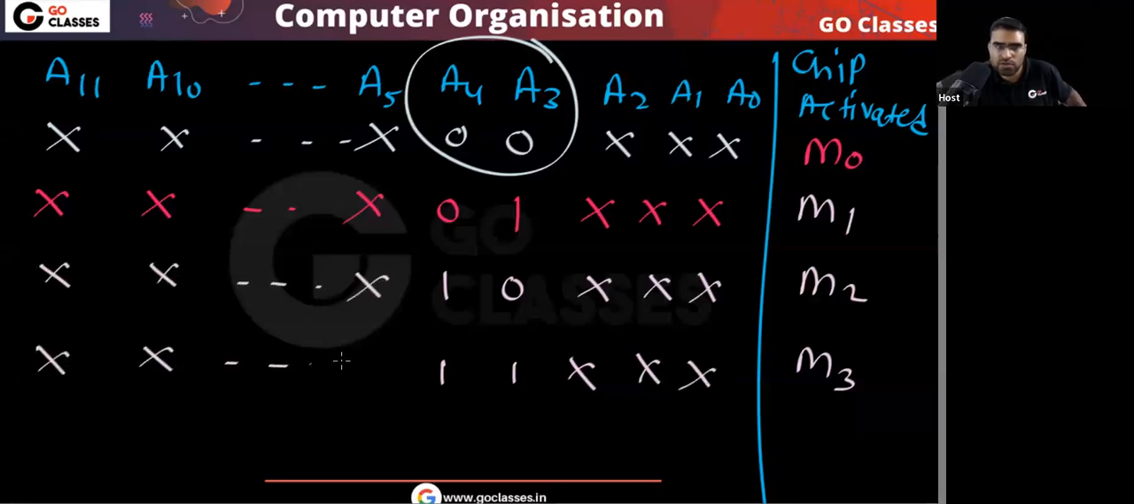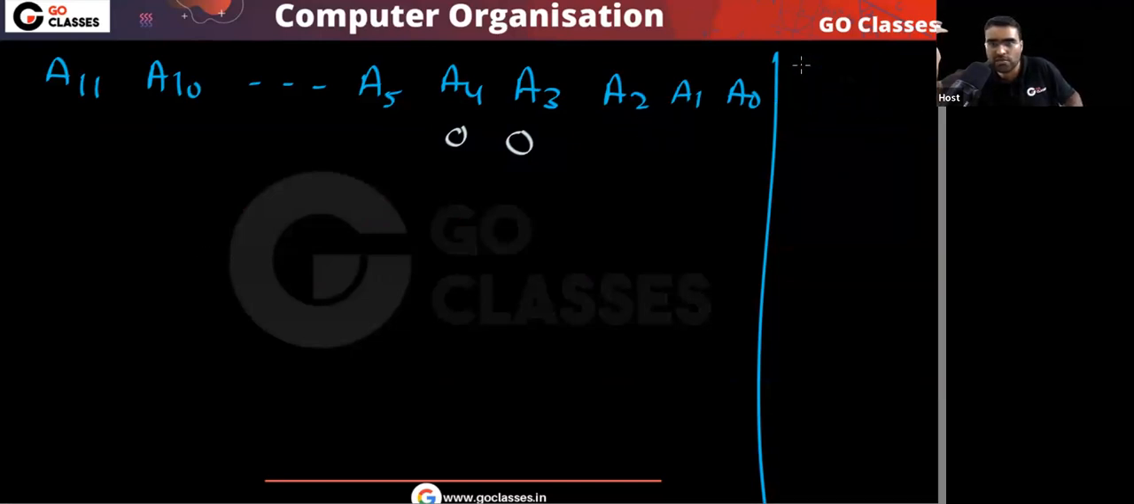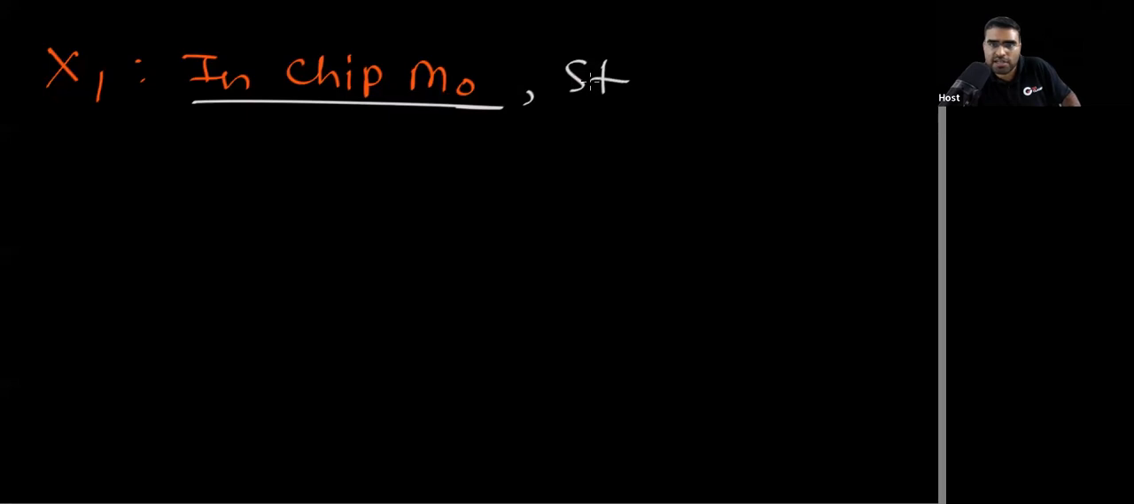Okay, understood? Is this clear? So this is your simple question. Now, just tell me what is the starting address. Now let's find out X1. X1 is the starting address in chip M0. The starting memory address.